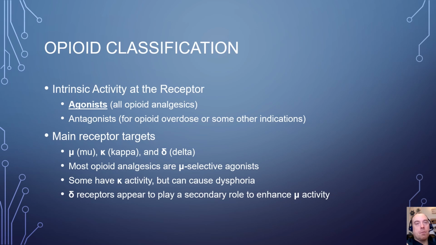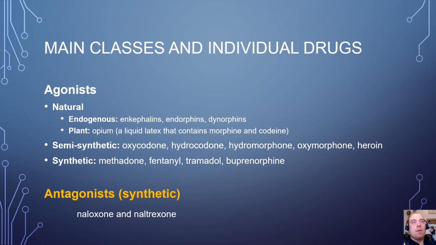So if a drug has more kappa agonist activity, it might cause a feeling of discomfort or being generally unwell. Delta receptors appear to play a secondary role, appearing to enhance mu activity. It doesn't seem to work as well on its own if you only had a delta agonist. So then we're just kind of augmenting the mu function here.